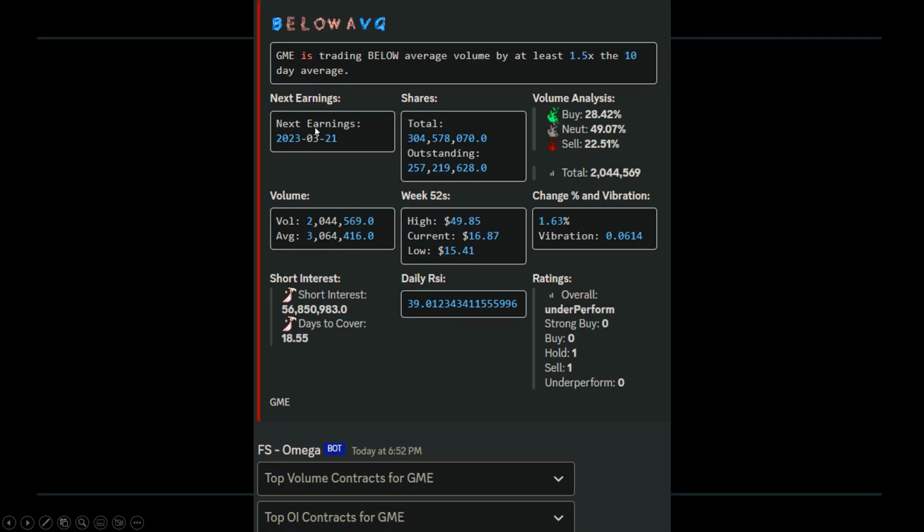Then we have the above or below average volume channel. This is going to post tickers that are currently trading on the day at least 1.5 times the 10-day average for volume. So as you can see, GameStop actually showed up here today. You also get the top contracts as well when this posts. The rating, the change vibration, volume analysis, and total versus outstanding shares, next earnings, and the volume. So again, could be very, very lucrative to play. And also the short interest, you got 56.8 million out of 34. It's about 20% or so of the overall float that is short, which is enough to be relevant.